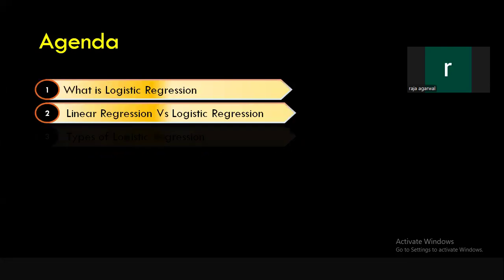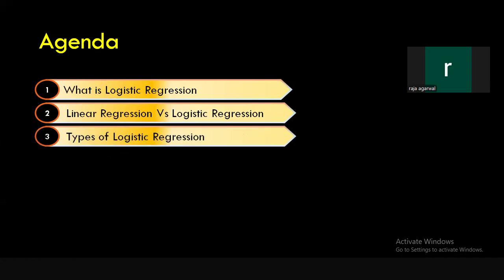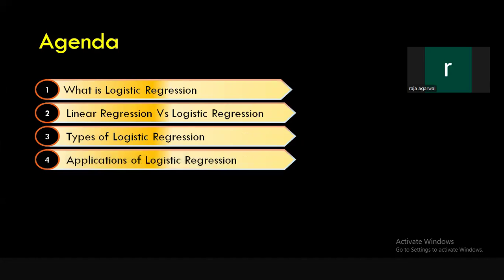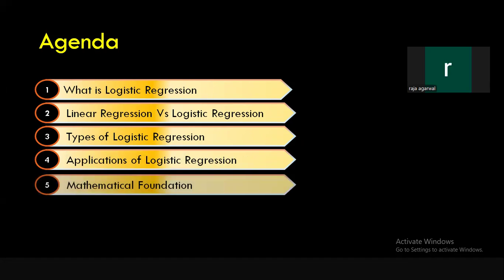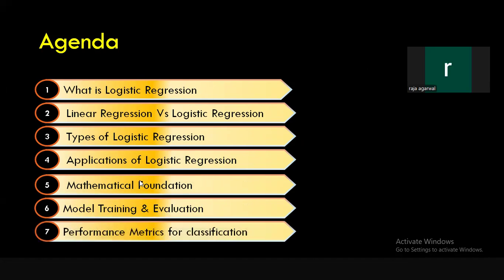To start with, let us understand what is logistic regression. What is the difference between linear regression versus logistic regression? What are the different types of logistic regression? What are the applications of logistic regression? Next, we will take a look at the mathematical foundation. Followed by that, we will explore how to train the model and how to evaluate the model using various performance metrics.